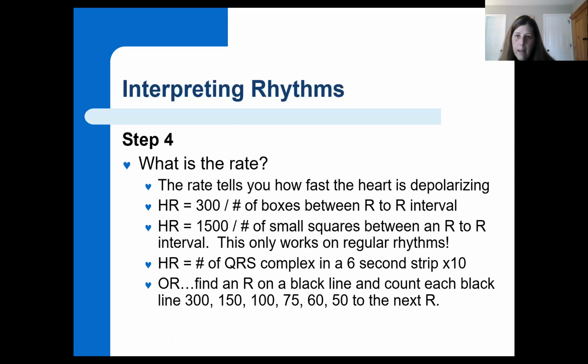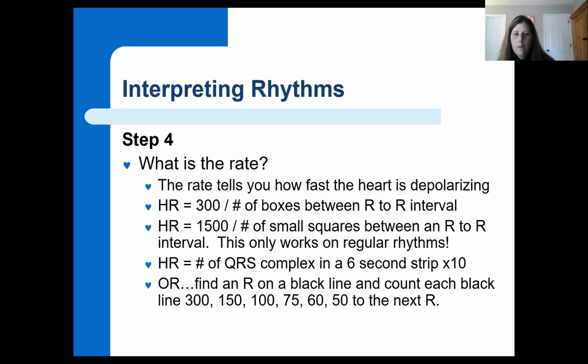For the last one, it says 300, 150, 100, and maybe you said it, I missed it. But do you count down like 300, 150, or you just count the black lines? No, each line would be 300, the next black line would be 150, the next line would be 100, the next one would be 75. Okay. I'll show you some examples in a little bit.